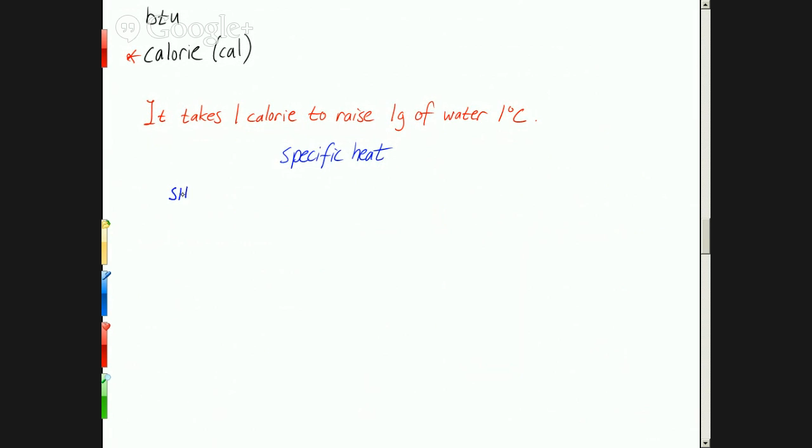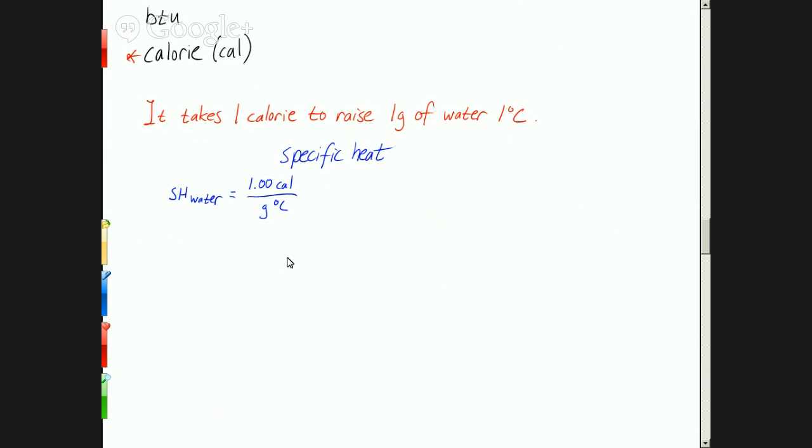We'll call it SH, specific heat, for water, is 1 calorie per gram degree C, which is the unit way or the math way of showing what we just said in that sentence. It takes 1 calorie per gram per degrees C. Right.